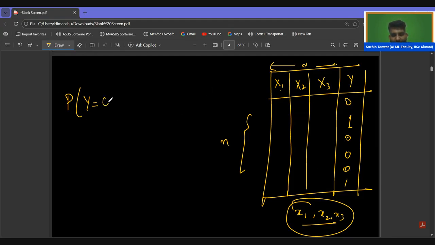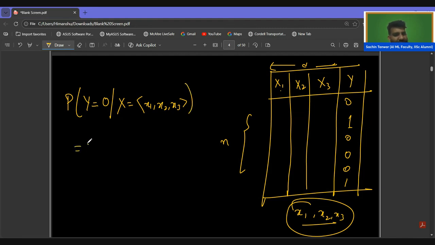So let's suppose I would like to find out this. Given x is equal to, let's suppose, because x means a particular data point I'm talking about. That means, what is the value of my x1, x2, x3? That means I'm saying x1, comma x2, comma x3.